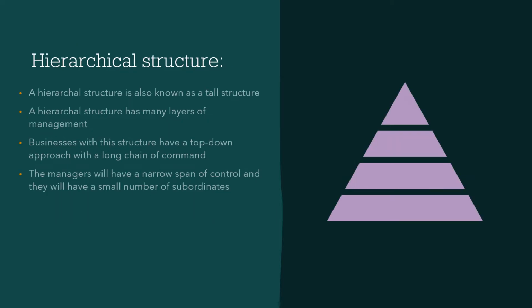What is a hierarchical structure? A hierarchical structure is also known as a tall structure. A hierarchical structure will have many layers of management. Businesses with this structure will have a top-down approach with a long chain of command. And the managers will have a narrow span of control, and they will have a smaller number of subordinates.